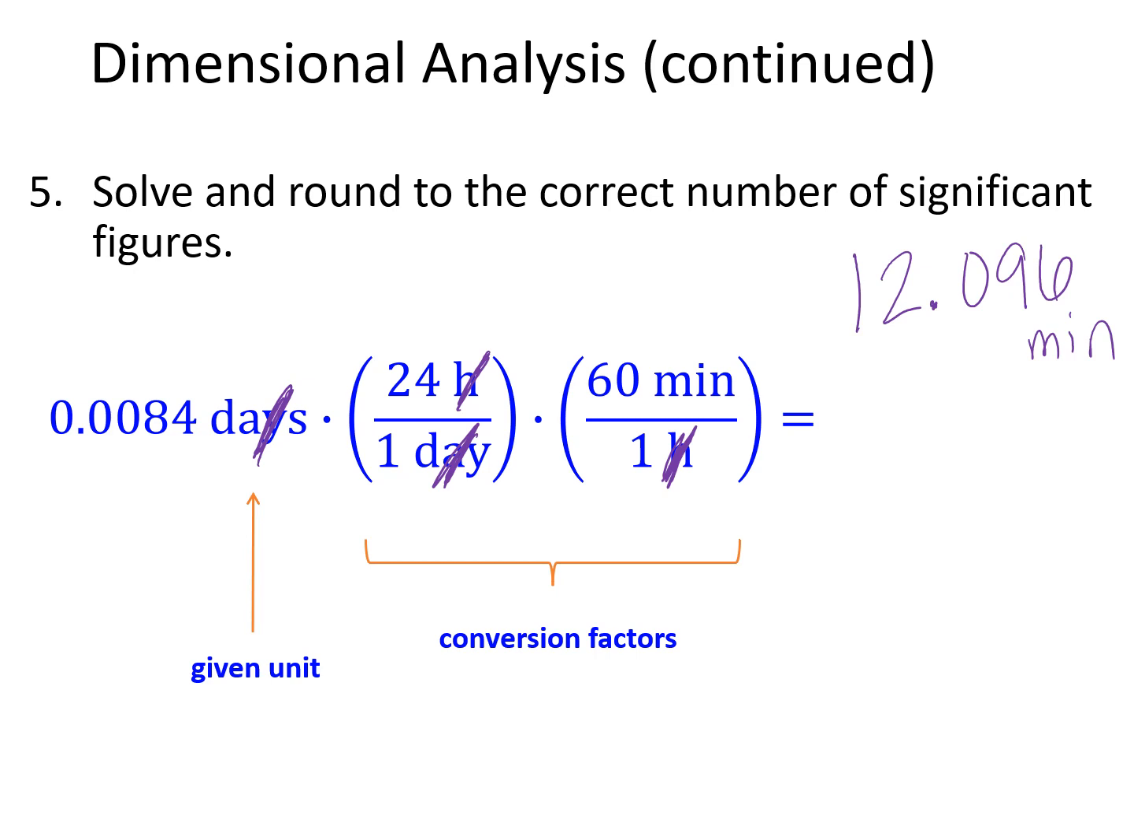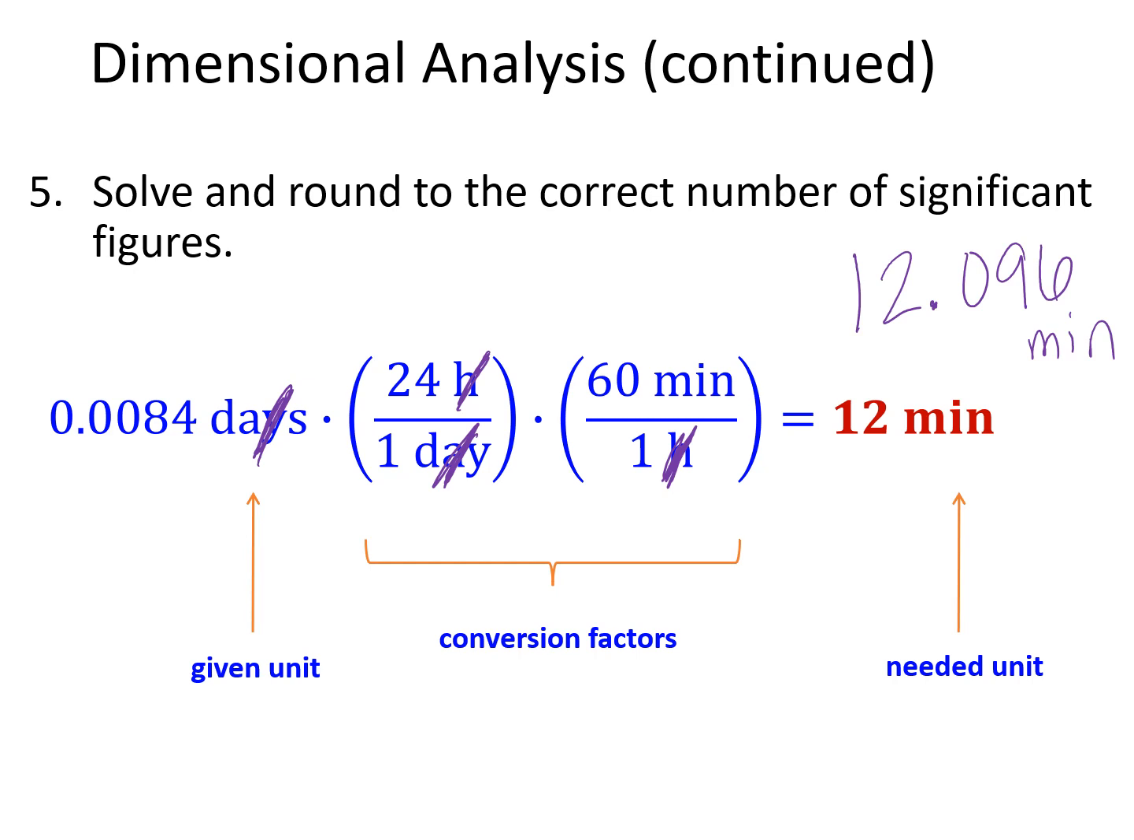But keep in mind the rules for significant figures. We have to use the measurements that are provided because even though we have these two conversion factors, those are exact numbers. They do not count towards our significant figures. So we were only provided with that one measurement, which was 0.0084 days. It only had two significant figures, so we would round to two significant figures and report it as 12 minutes.